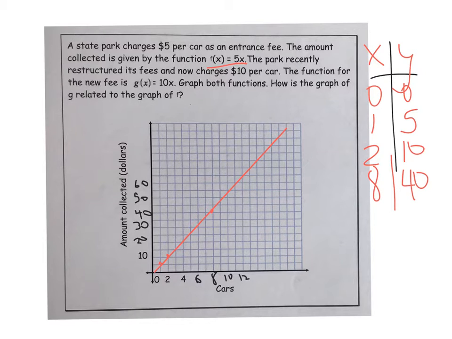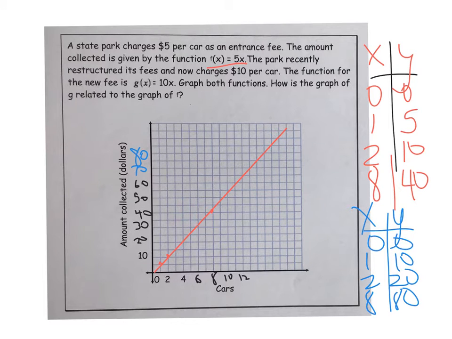Now we're going to graph the other one in blue. So here I'd add a couple more levels on there, just so I could graph it correctly. So in this case here, when x is 0, y is 0 again. When x is 1, y is 10. When x is 2, y is 20. And when x is 8, y is going to be 80, all the way up here. So if I draw a nice line, it'll look like this.